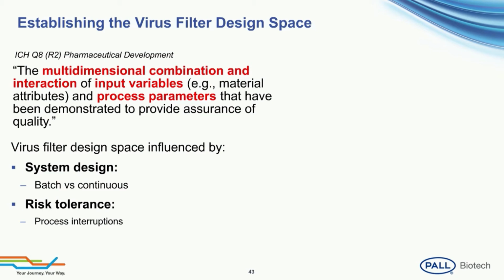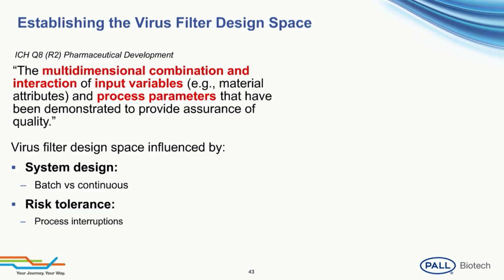Establishing the virus filter design space. The ICH Q8 document provides us the definition of design space. Design space is the multidimensional combination and interaction of input variables, for example, material attributes like product pH, protein concentration, ionic strength, and process parameters, for example, throughput, differential pressure, filtration duration, etc., that have been demonstrated to provide assurance of quality. The objective is to fully understand the interaction of product and process parameters to develop a design space within which the operating space is defined such that the filtration is always in control.